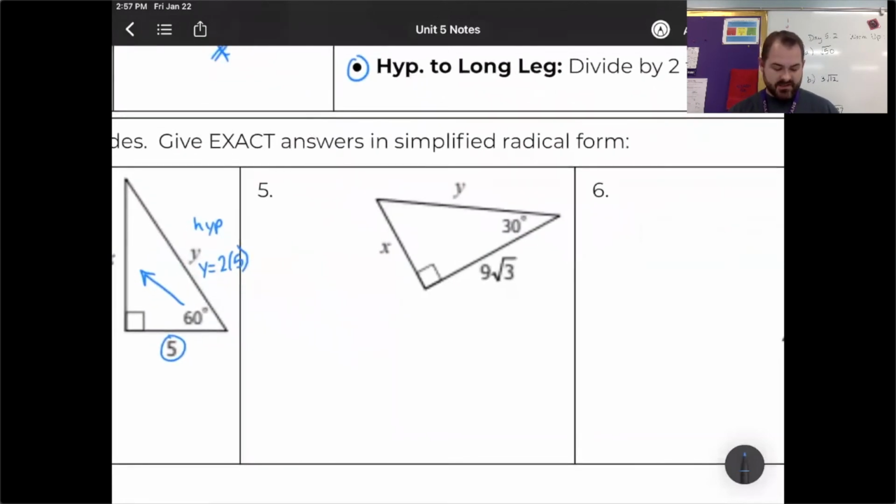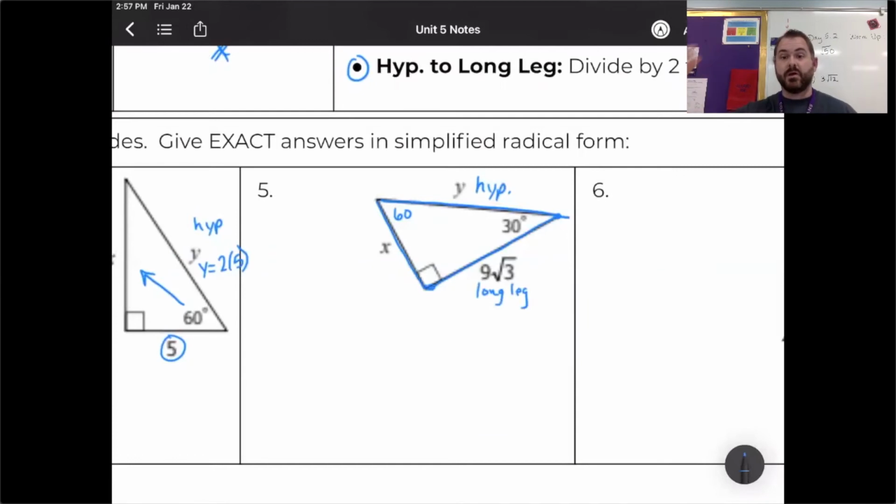Here we know this length is 9 root 3. This is my x. This y is actually my hypotenuse. That means 9 root 3 is either the short leg or the long leg. Well, if you look at it, it looks longer than this side for x. So that's one way we can tell, but it's also right next to the smaller angle. So this other angle would be my 60. So again, it's across from the 60-degree angle. It's the long leg.